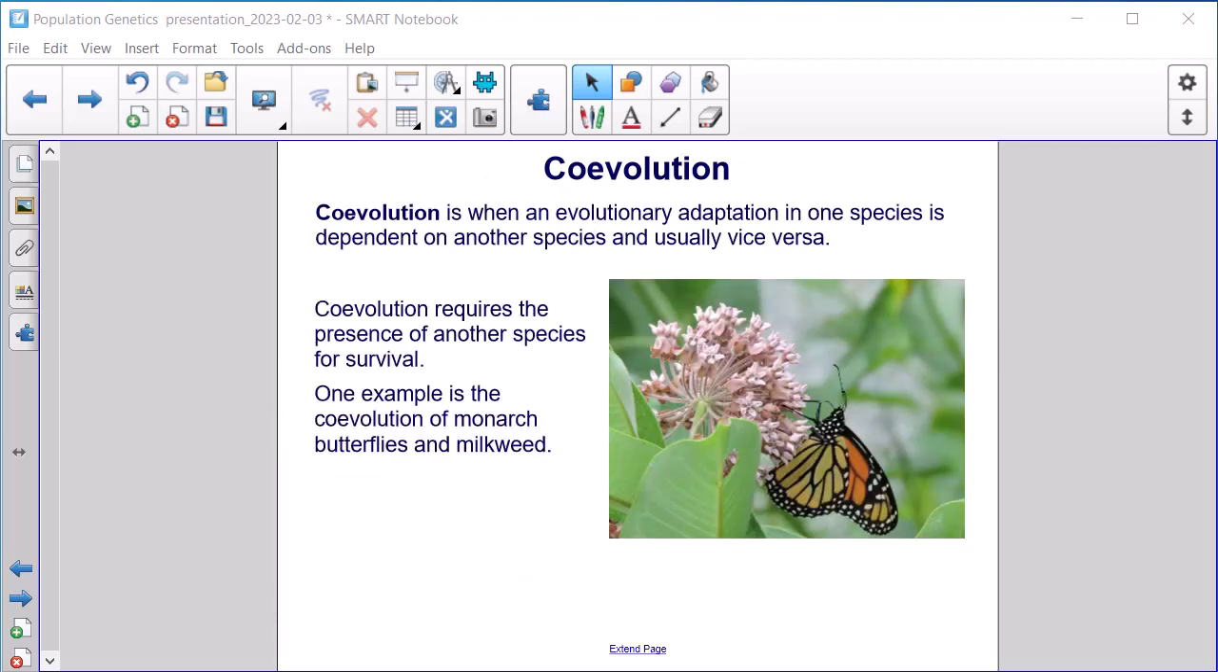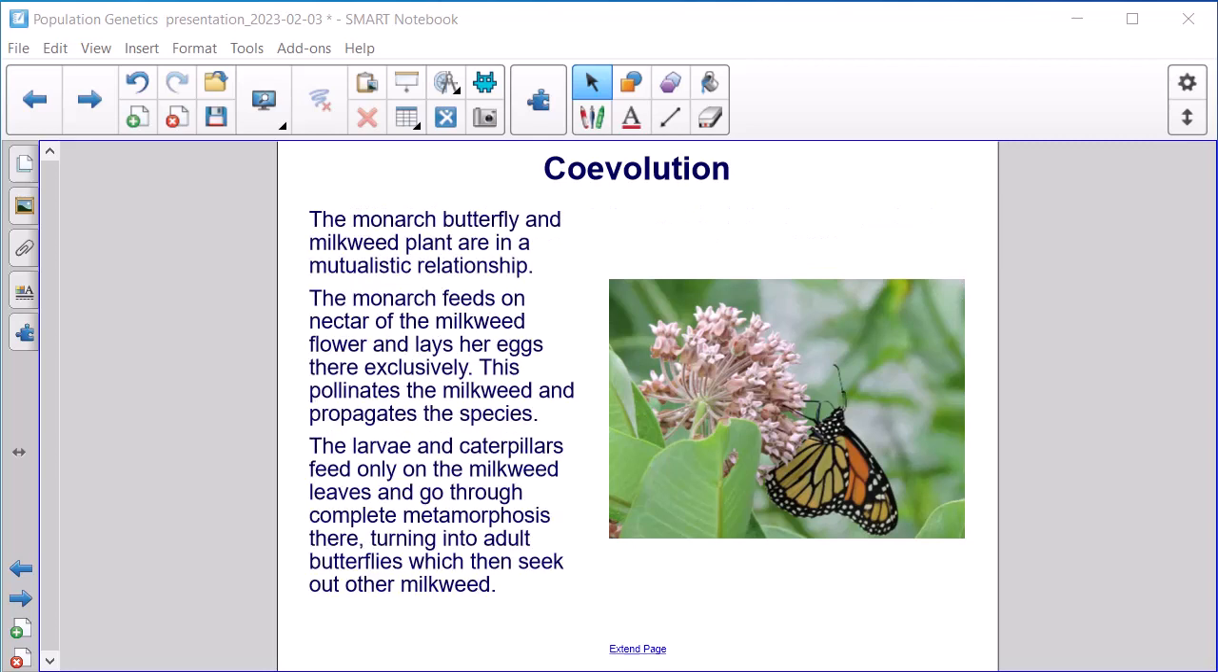Coevolution is when an evolutionary adaptation in one species is dependent on another species, and usually vice versa. Coevolution requires the presence of another species for survival. One example is the coevolution of monarch butterflies and milkweed. The monarch butterfly and milkweed plant are in a mutualistic relationship.